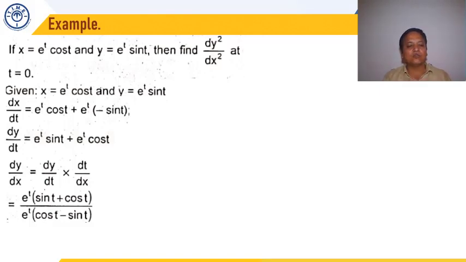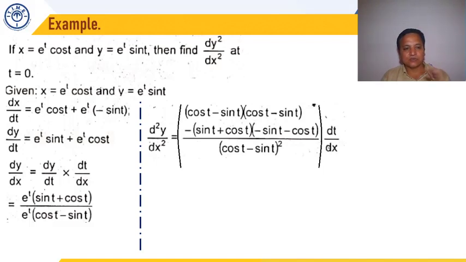So e to the power t into cos t minus sin t in the denominator. e to the power t cancels out. So we get the value of dy by dx in terms of t: e to the power t into sin t plus cos t in the numerator, e to the power t into cos t minus sin t in the denominator. e to the power t cancels out. So we get the value of dy by dx as shown.